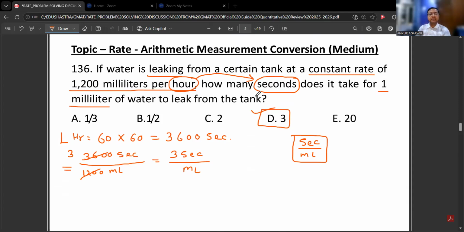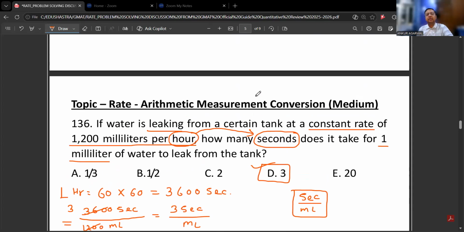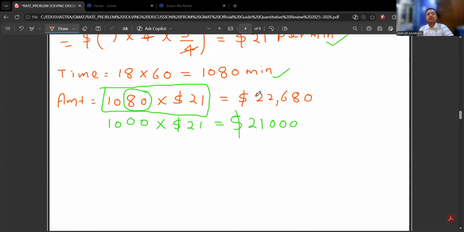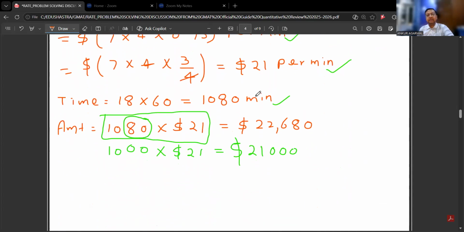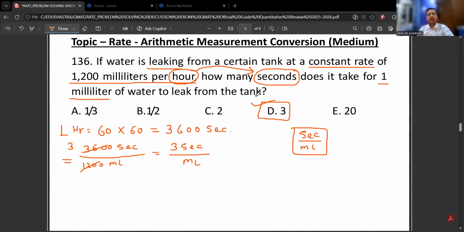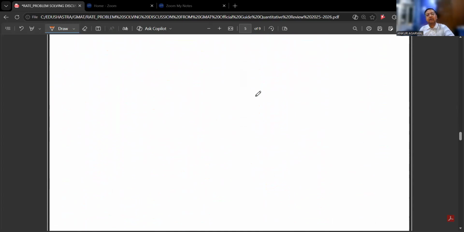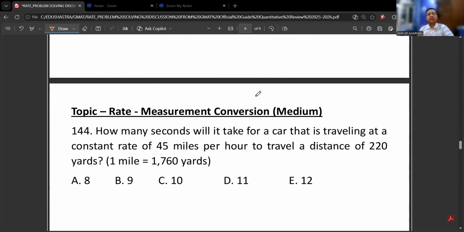So see, this is basically the unit conversion and rate constant. In this session, we are taking all the questions based on constant rate and time. In the previous one, you must have seen the constant rate where vehicles are passing through the booth, right? So this is the concept which we are making simple for us. Okay, now moving further. Next one.